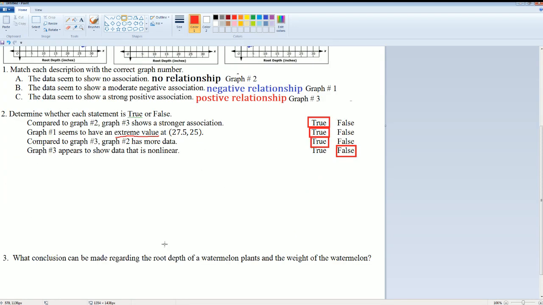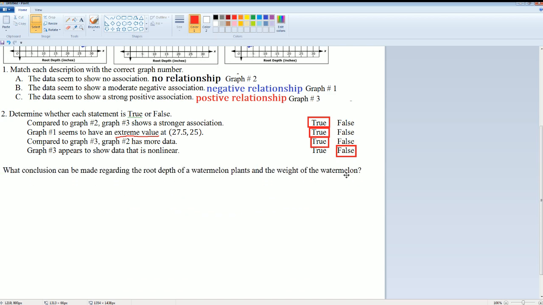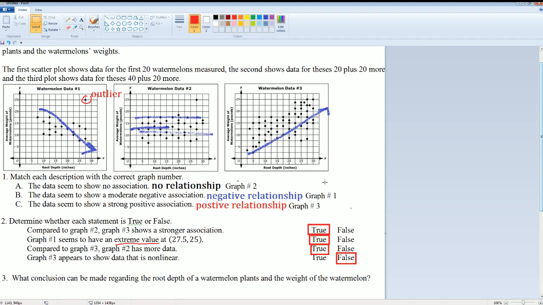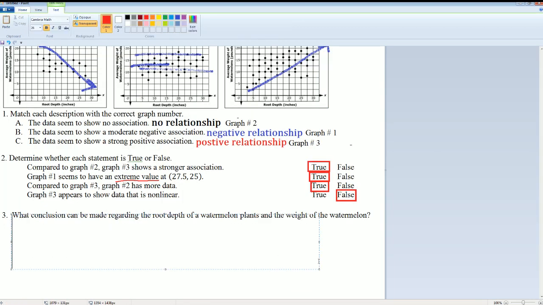All right, next, let's grab the bottom here. It says, what conclusion can be made regarding the root depth of a watermelon plant and the weight? So what do you see here? This is data 1, data 2, and data 3. As we collect more, the pattern should continue. It seems like this is the right measurement, and we would say that it has a positive linear relationship.